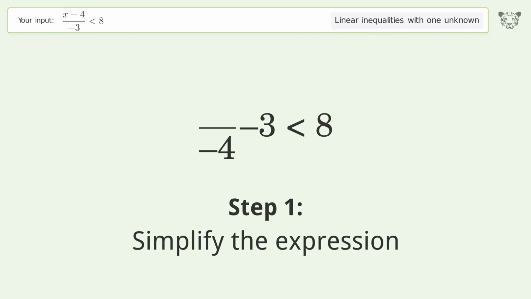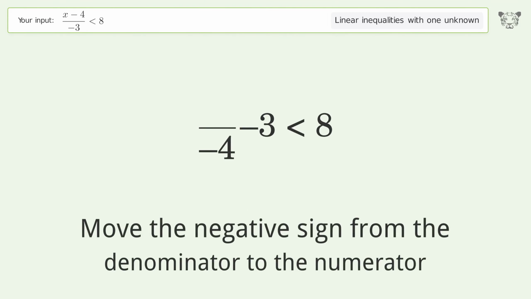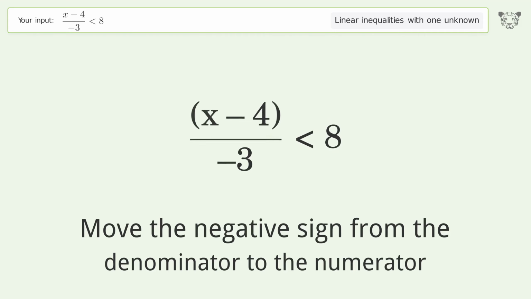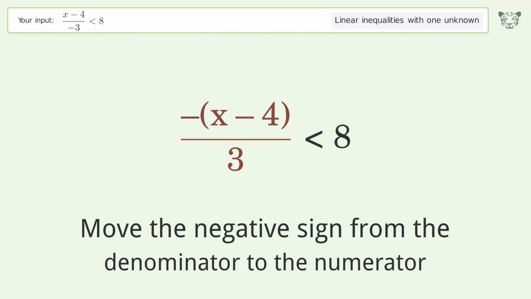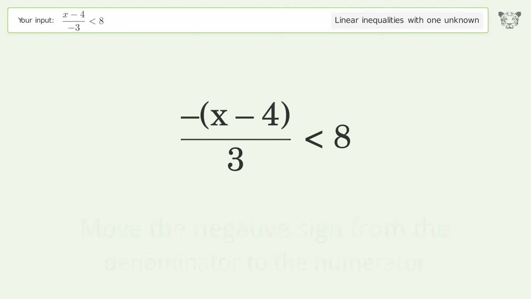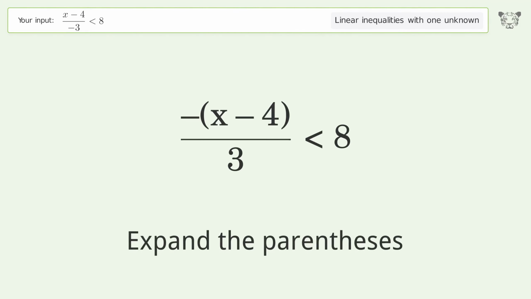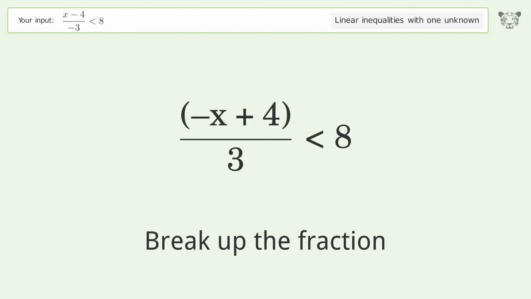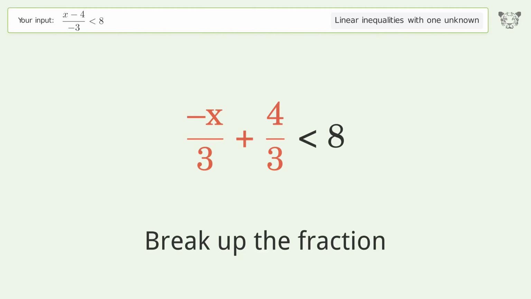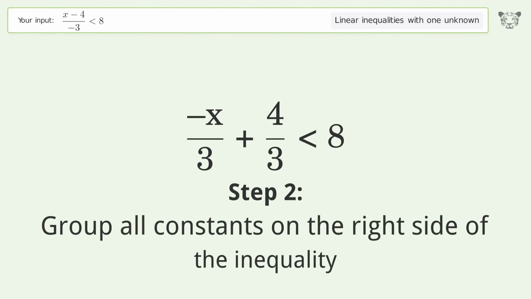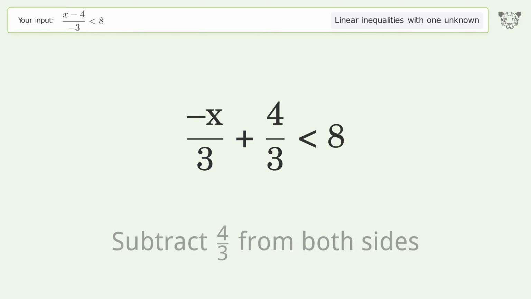Simplify the expression. Move the negative sign from the denominator to the numerator. Expand the parentheses. Break up the fraction. Group all constants on the right side of the inequality. Subtract 4 over 3 from both sides.